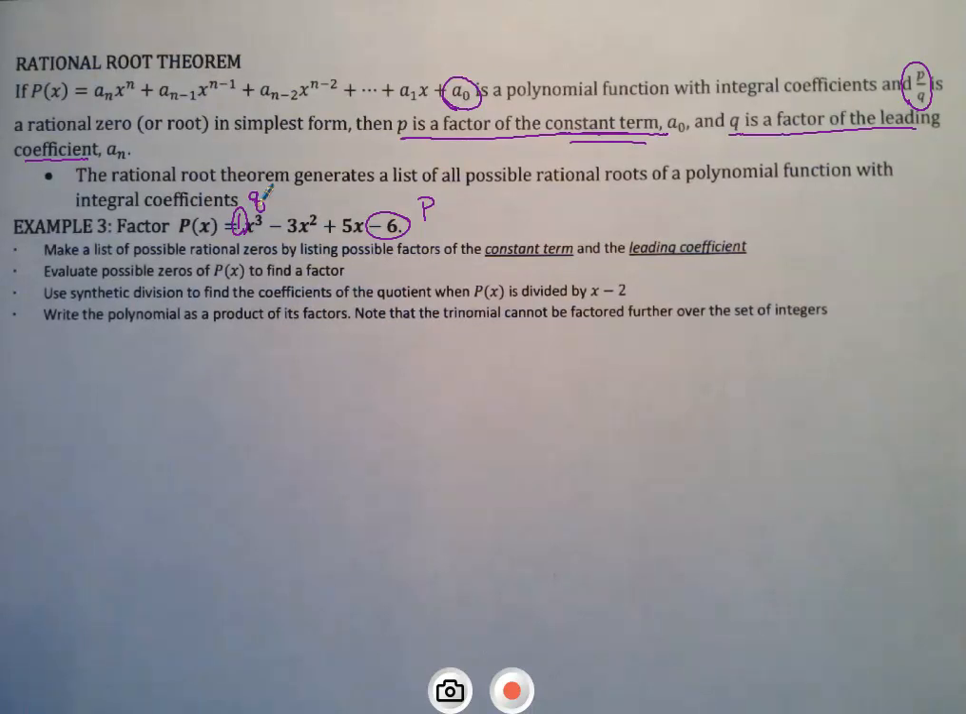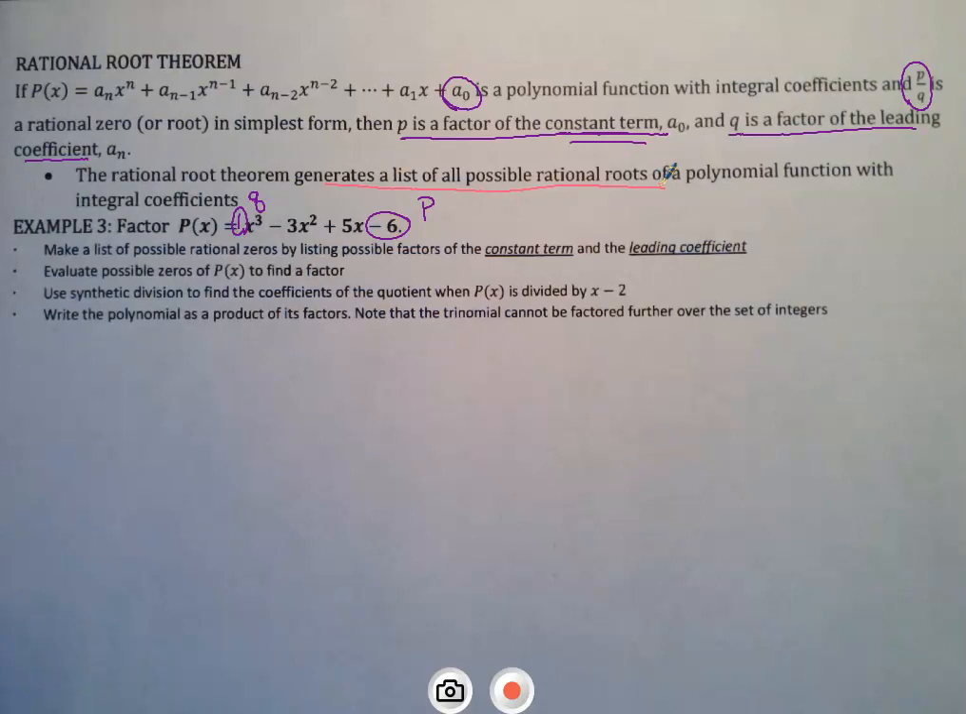The rational root theorem is not my favorite. Okay, but it is and it's not. Let's go with that. It's never my favorite, but it's okay. The rational root theorem is going to generate a list of all the possible rational roots of a polynomial. So instead of you being all willy-nilly about trying to pick, like if it says find a root, like this one says factor P of X equals, it doesn't tell you what to divide by this time. You have to pick something.